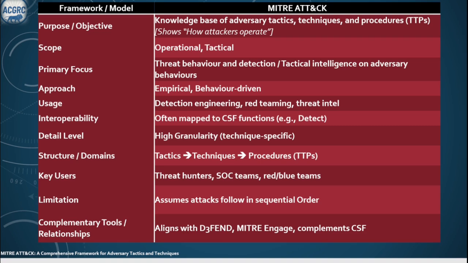Its structure is basically to observe the tactics, the techniques used, and the procedures. It is primarily used by threat hunters, the SOC teams, and the red and blue teams.